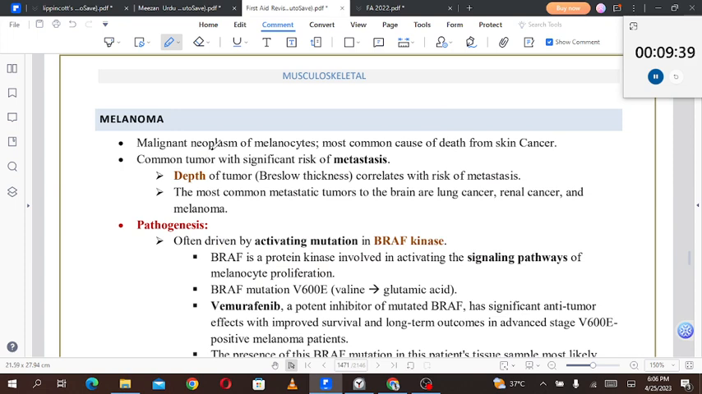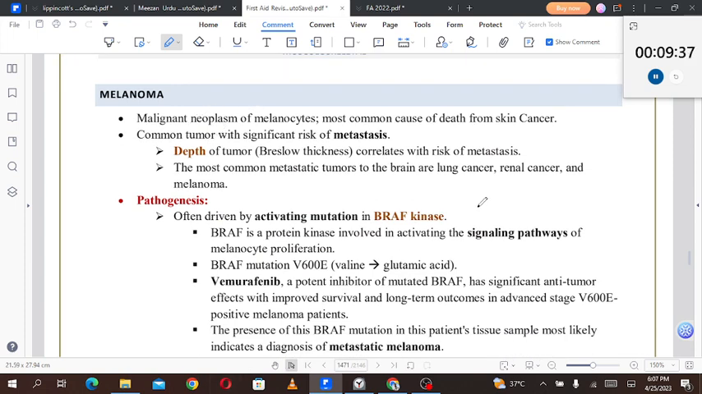What is melanoma? Melanoma is a malignant neoplasm of the melanocytes and the most common cause of death from skin cancer. It is a common tumor with a significant risk of metastases. The depth of the tumor, the Breslow thickness, correlates with the risk of metastases. The most common metastatic tumors of the brain are lung cancer, renal cancer, and melanoma.